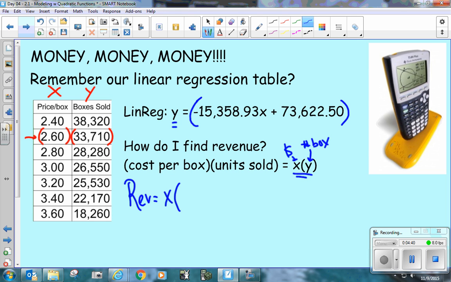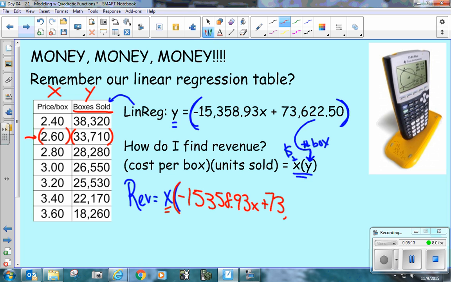This equation right here for y gives us the number of boxes. When it's a linear regression, it gives us our number of boxes. So I'm going to take this whole linear regression and put it in for y. And watch what happens. I take x, and I multiply it times my linear regression, which represents y, which is the boxes sold. So that is negative 15,358.93x plus 73,622.50.